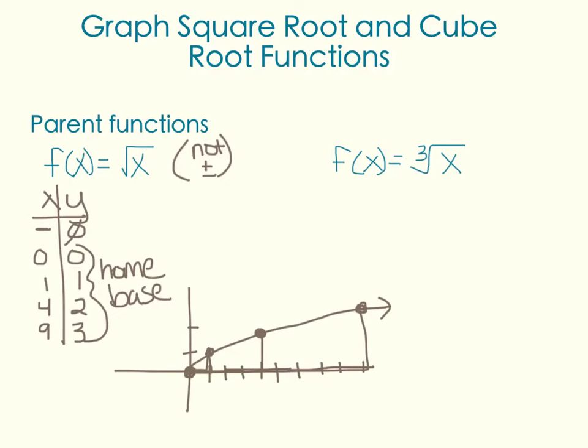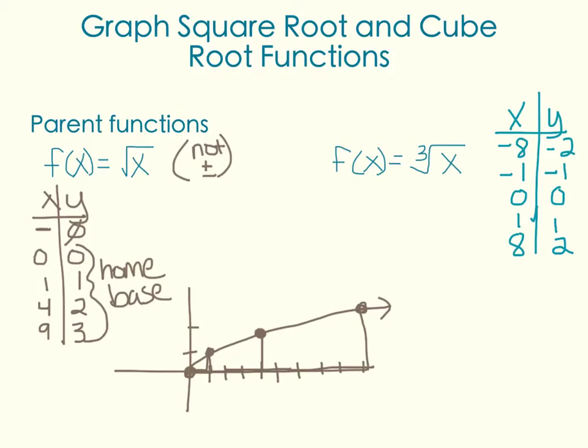The other parent function we have is f of x equals the cube root of x. If we were to make a table for that one, we can take cube roots of negative numbers. So we'll start with negative 8. The cube root of negative 8 is negative 2. The next perfect cube would be negative 1, because the cube root of that is negative 1. The cube root of 0 is 0. The cube root of 1 is 1. And then the next perfect cube is positive 8, and the cube root of 8 is 2. Those are going to be our home base points for the cube root functions.